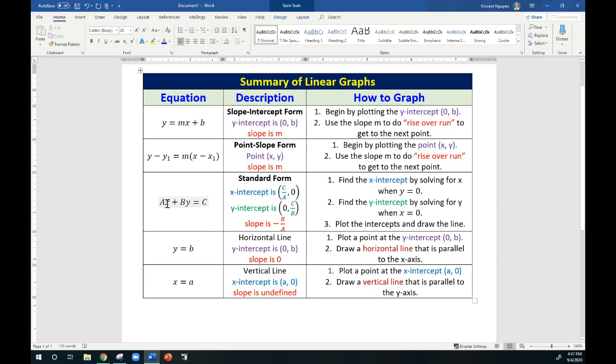Standard form is ax plus by equals c. To graph standard form, the easiest way to do it is to use the y-intercept and x-intercept. Okay, use the intercepts to graph them. So to find the x-intercept, you just let y equal 0 and find out what the x value equals. Okay, to find the y-intercept, you can let x equal 0 and then find out what the y value is.